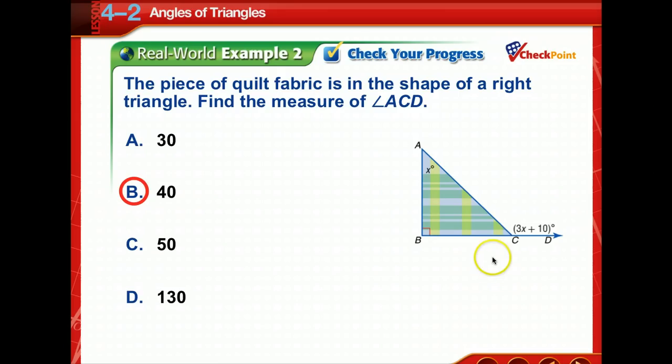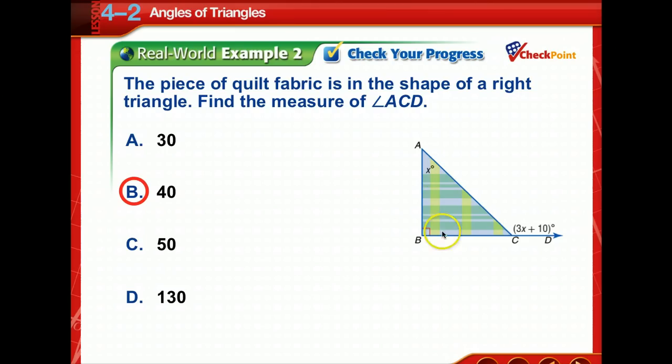Did you get x is equal to 40? I set up my equation 90 plus x is equal to 3x plus 10, and then solve for x. You're going to get 80 equals 2x, because you subtract 10 from both sides, and then subtract x from both sides, so x is equal to 40.